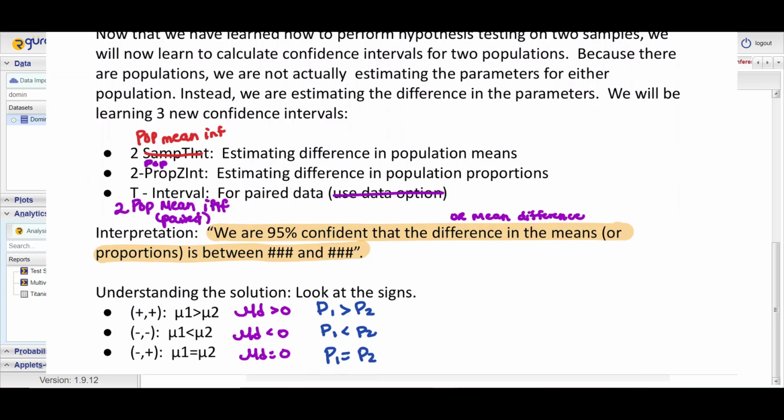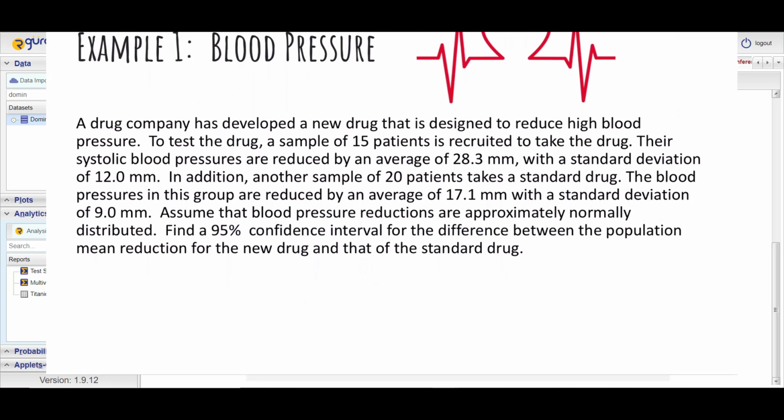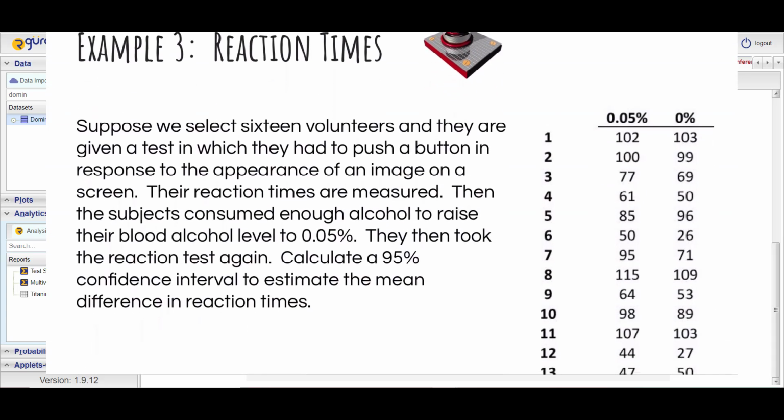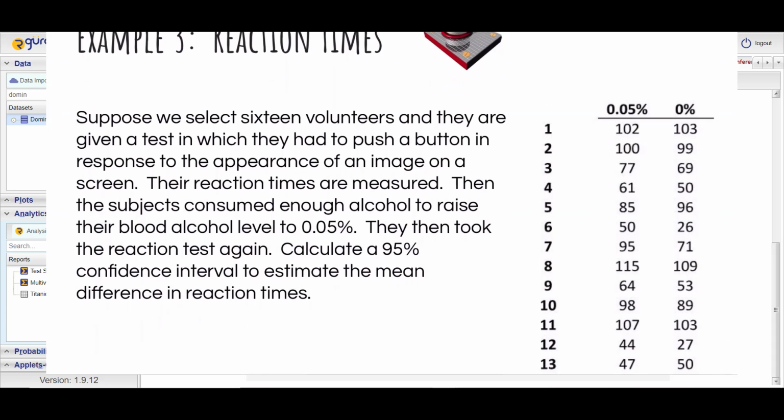You could even run a test and see if the test agrees with the confidence interval that you found. So anyway, the answer key for examples 1, 2, and 3 for the confidence intervals in the difference in the two population parameters will be in the filled in notes.